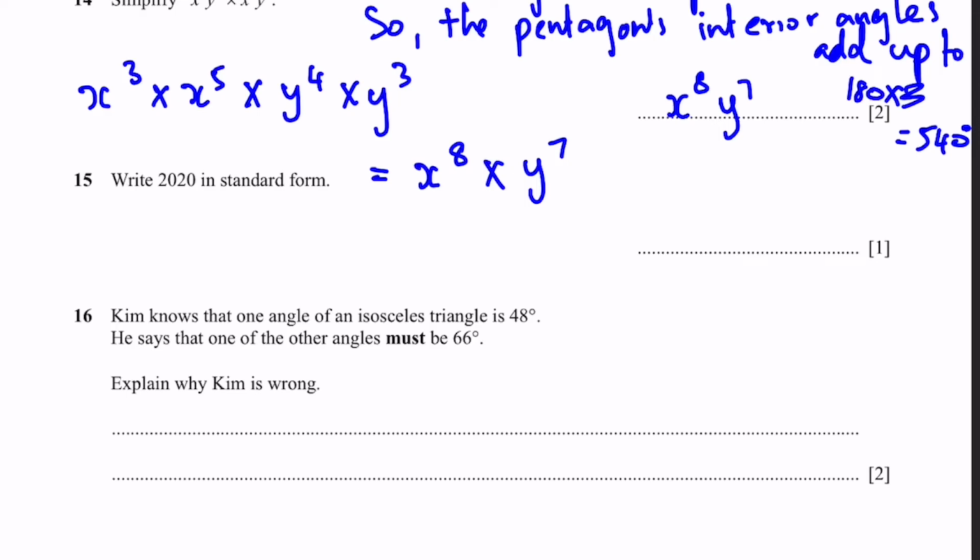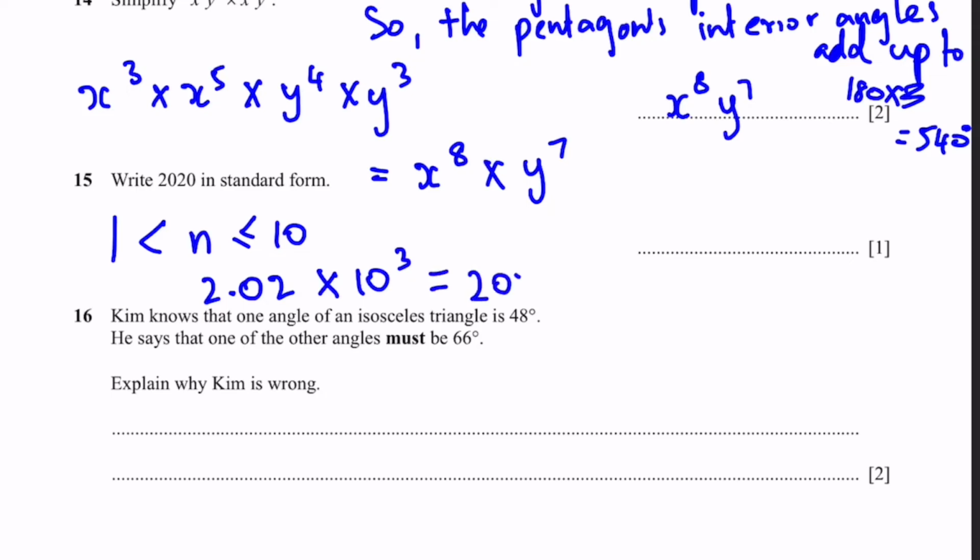Question 15. Write 2020 in standard form. We need to make the number n. It should be greater than 1. And then less than or equal to 10. So in this case, we can make it as 2.02 by dividing it by 1,000. In this case, 1,000 is 10 to the power of 3. And therefore, multiplying this by 10 to the power of 3 gives us 2020. And so this is the answer. 2.02 into 10 to the power of 3.